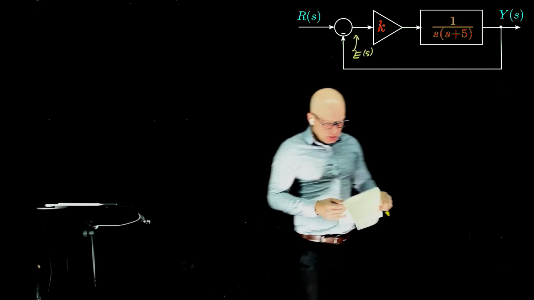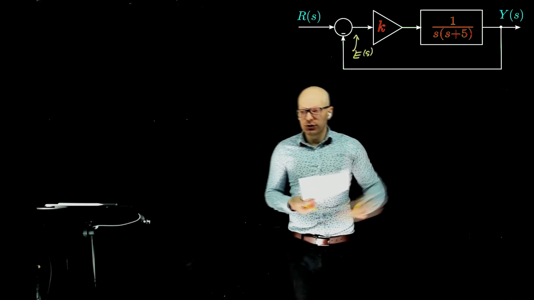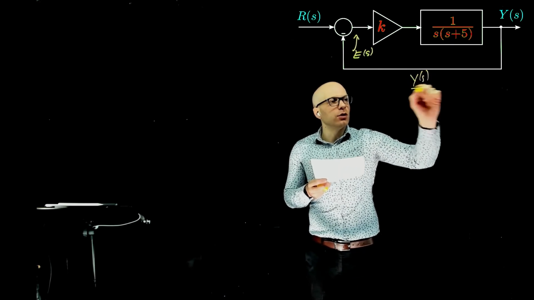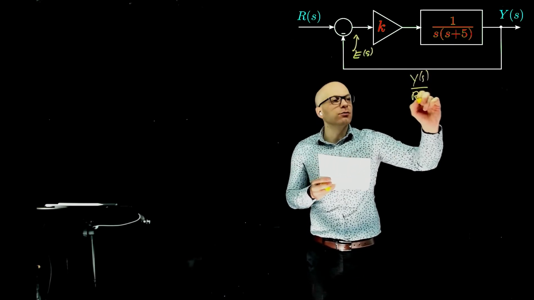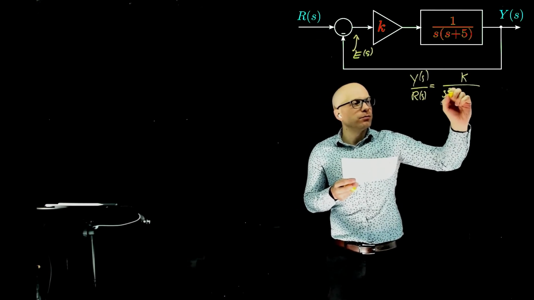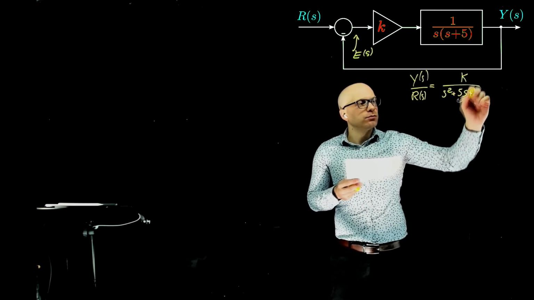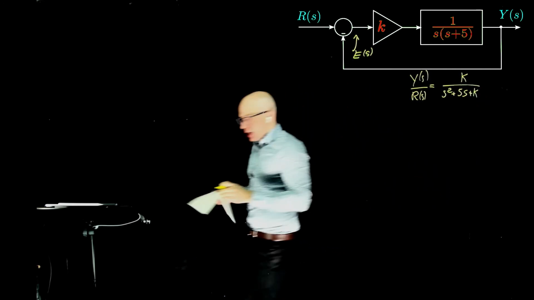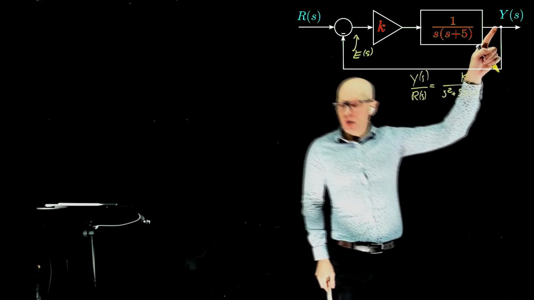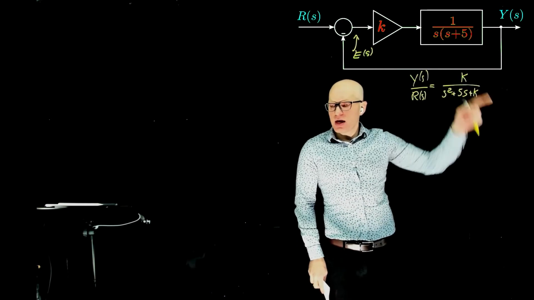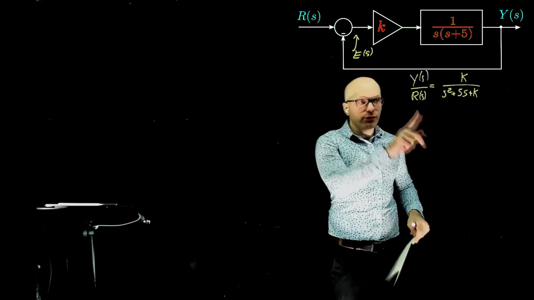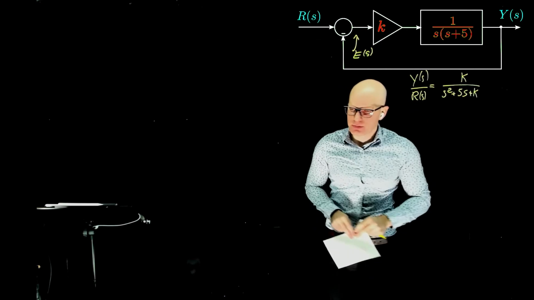How would we calculate the final value of this function if we had to calculate it? Just the final value of y as time tends to infinity. We would use the final value theorem. And how would we do that? We would take the limit of y times s when s tends to 0. That would give us the final value for this transfer function for a given input r of s.